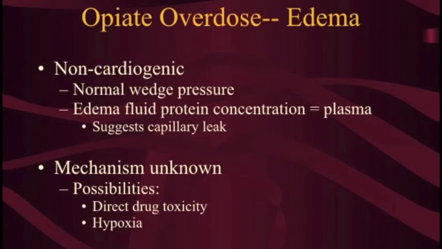Opiate overdose. You can get a non-cardiogenic pulmonary edema from opiate overdoses. Usually it's non-cardiogenic, so you might have a normal wedge pressure. The edema fluid protein concentration is equal to the plasma. There's supposed to be a change in oncotic pressure, a lot more protein in your blood vessels than in the interstitial space, and with this, there's not. They're actually pretty equal. It suggests your capillaries just opened up and leaked, not like a pressure leak through a gradient, and then there goes the fluid.